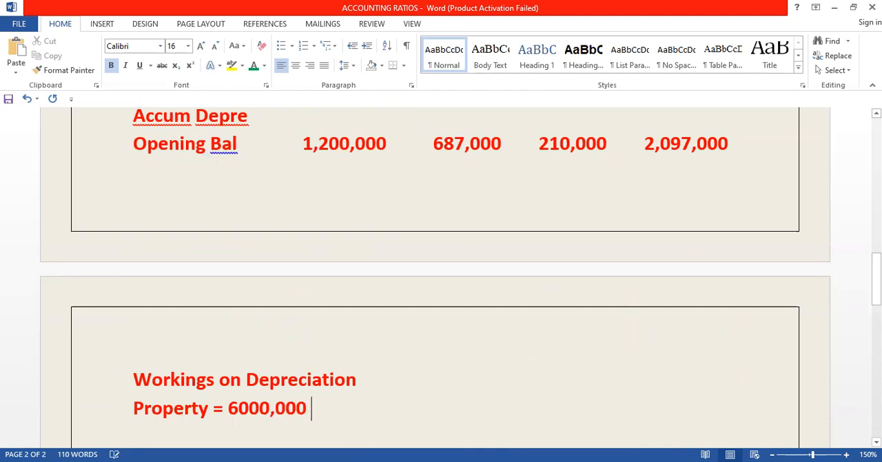Then they said we should depreciate. Go to the last note on what is the rate of that depreciation. 2%. So we multiply it by 2%. We are multiplying by 2% straight away because we are using straight line basis. What is 2% on this 6 million? 120,000.